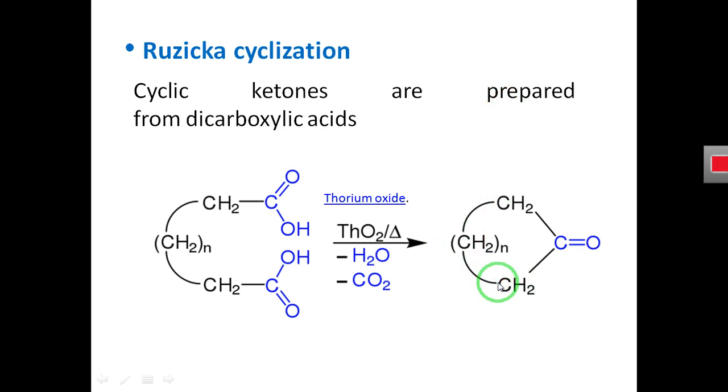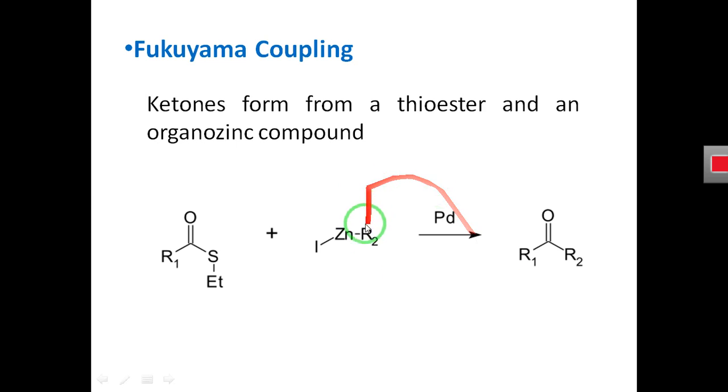But in this reaction, the Fukuyama reaction, what happened? The catalyst assists two molecules to react together, and then they form a ketone.